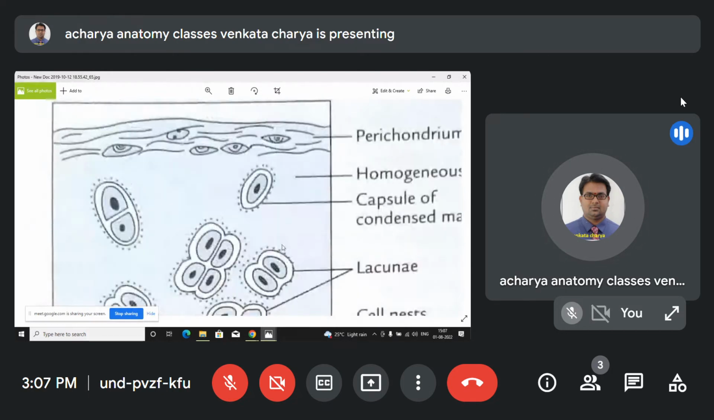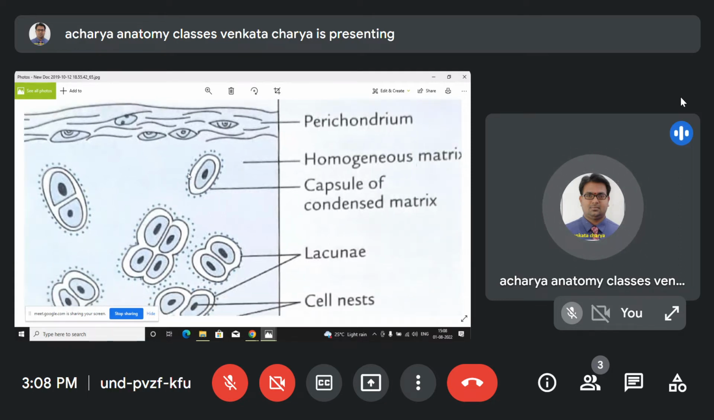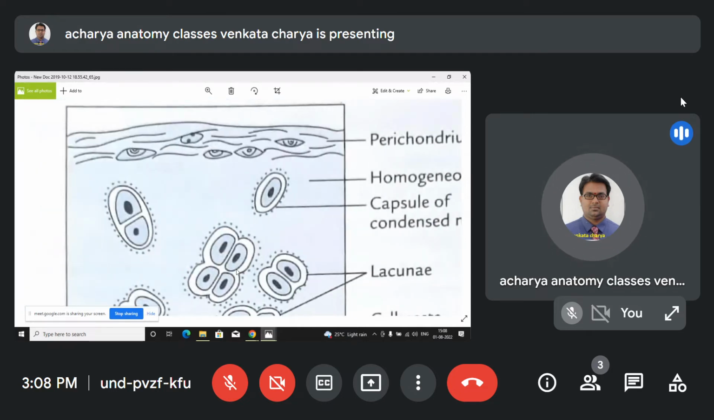This we call the homogeneous matrix. Here this capsule is called the perichondrium. Chondrium means cartilage, peri means outside. In the perichondrium there is a cartilaginous layer, from which cartilaginous cells develop. What are the cartilaginous cells? They are nothing but chondrocytes. See here, these are the chondrocytes.